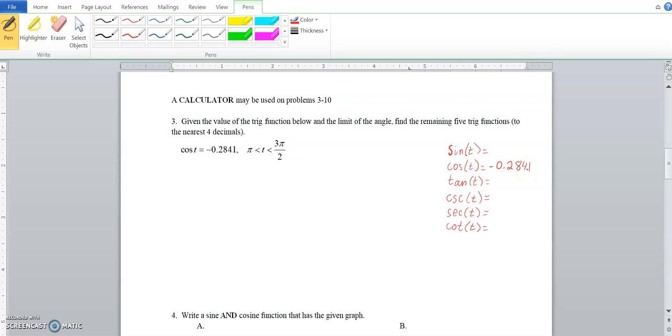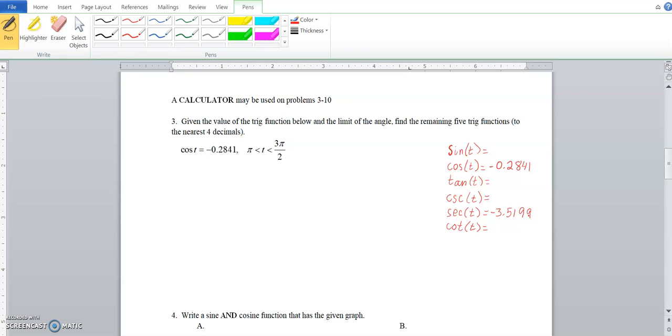The next easiest first step is to find the reciprocal for cosine. So we need to find secant. All you got to do is type in 1 divided by the number given, negative 0.2841, and you get negative 3.5199, so we type that in. So secant, because cosine and secant go together, negative 3.5199. Okay, so we already got 2 of the 6 answers.